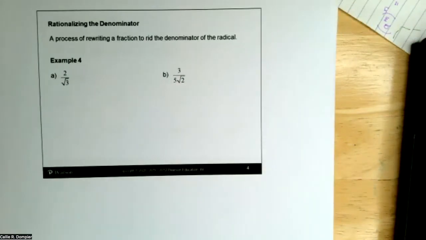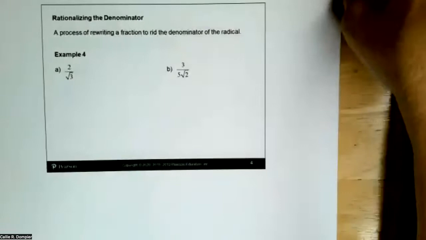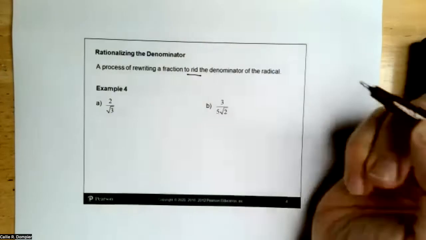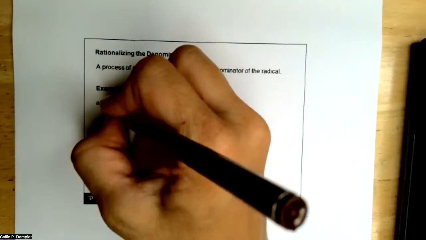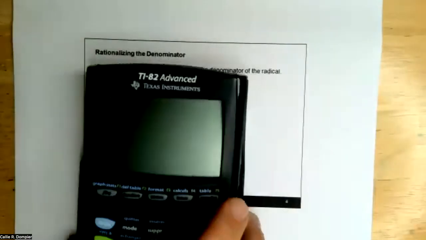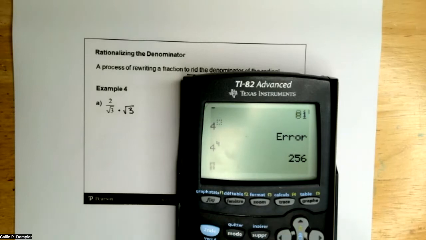All right, rationalizing the denominator. When combining like radicals, it is improper to leave the radicals in the denominator, so we rationalize the denominator. Here I have 2 over the square root of 3. I want to rid the denominator of the radical. If I have the square root of 3 and I multiply it by the square root of 3, what happens? It just becomes 3.